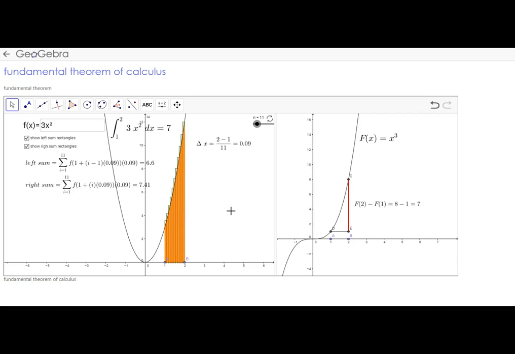Now, when we go over onto the right-hand part of our screen, we're looking at the integral. The integral of 3x squared, you should know by now, is x to the power of 3, x cubed. By substituting F(2) and F(1) in there, F(2) is 2 cubed, which is 8. F(1) is 1 cubed, which is 1. 8 take 1 is 7. So the area under the parabola 3x squared between 1 and 2 is exactly 7 square units.